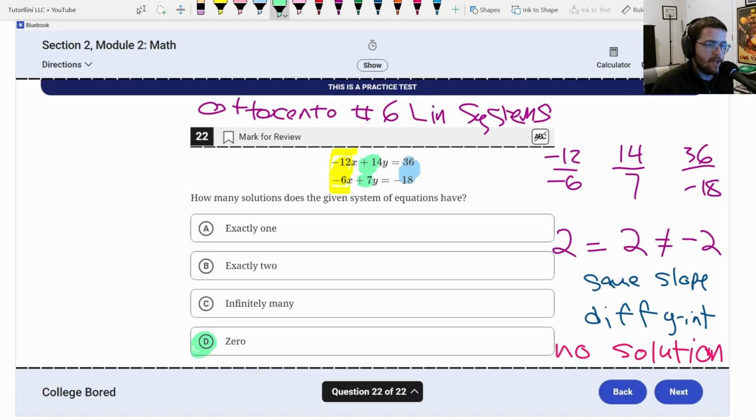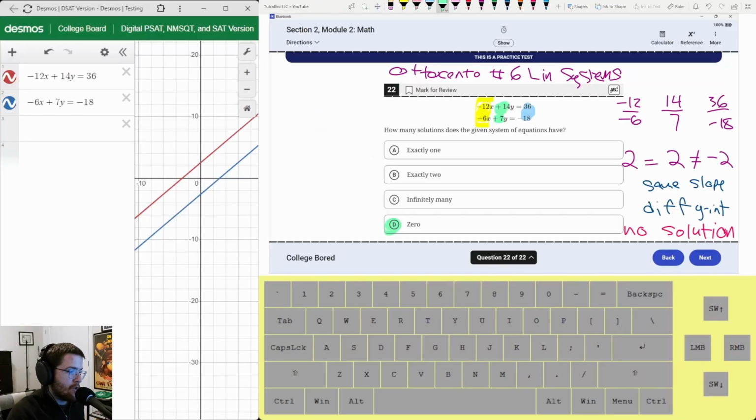We can also do this one entirely on Desmos, so let's go do that. Okay guys, all I did was type the equations in verbatim. You can see that the lines are parallel. Parallel lines have no solution.